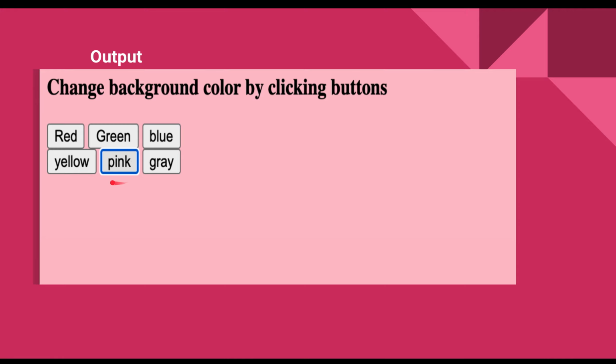The button pressed here is pink. As you can see, the blue square here indicates that this is the value that has been selected, and so the corresponding color is displayed as the background of this browser window. As you can see, it is pink.